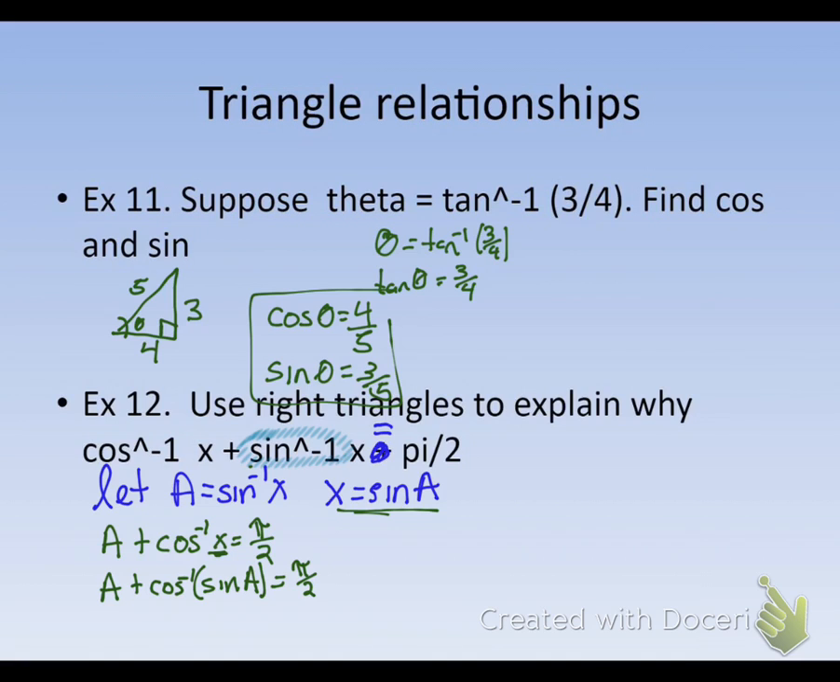This requires me to remember an identity. If you do not remember this identity, it's perfectly fine. I have a handout I'm going to give you guys on it. But we can relate the sine of a to cosine. I'm going to write it off to the side here. We know that sine of a equals cosine of pi divided by 2 minus a. So that's an identity, and I'm going to switch that out. So I have a plus cosine inverse of cosine of pi over 2 minus a equals pi over 2.